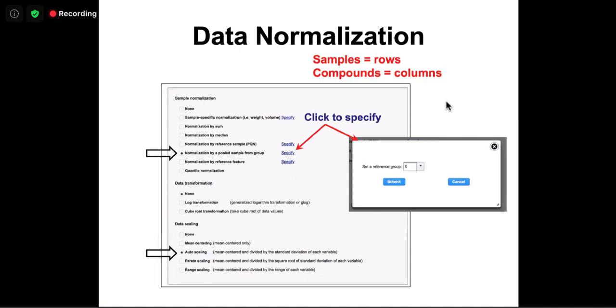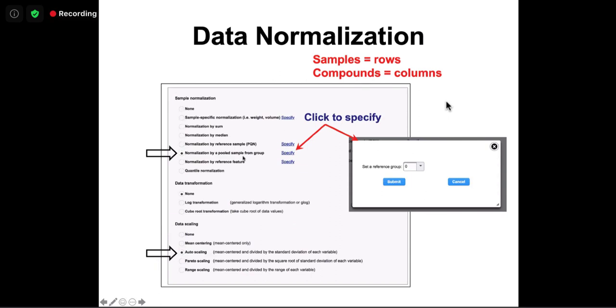On this page, we show some normalization. You have already seen this page before, and you can see so many options. And here is sample normalization. Sample normalization is based on the biology, based on the experiment. So if you are collecting from different tissue samples or different liquid volumes, you should use sample-specific normalization like weight or volume. So you need to click.